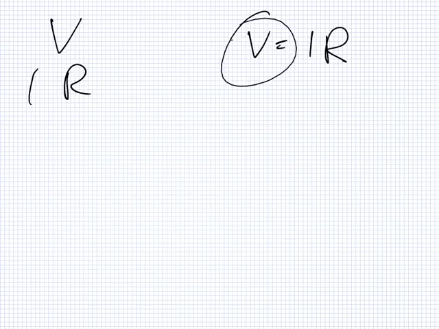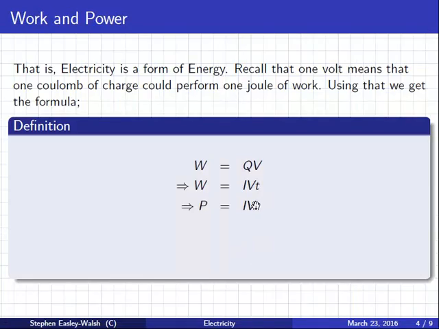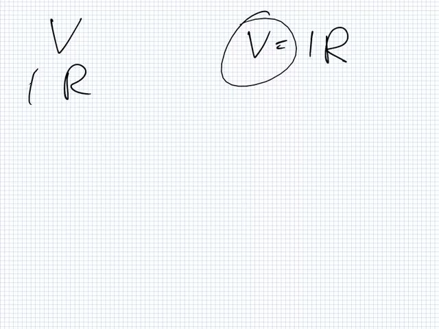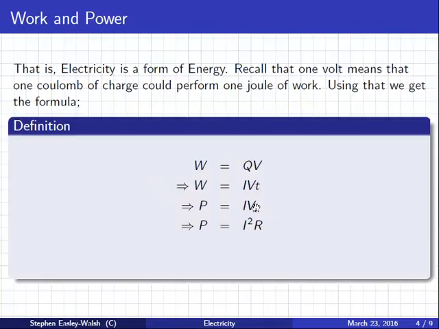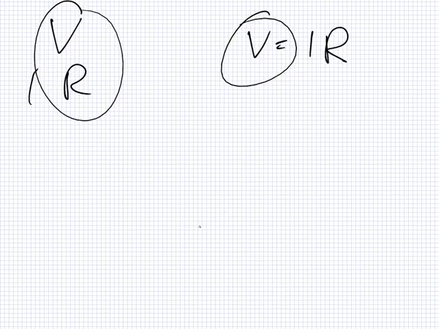So if I replace the V here, I get I squared R. That's another formula. Or I could replace the I with V over R. So if I replace the I here, I get V squared over R. Now, I don't expect you to remember all of these, okay? What I really expect you to remember, I want to show you that you can make whatever you need for the question.